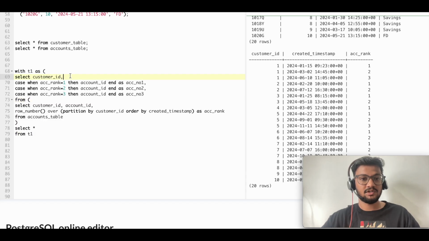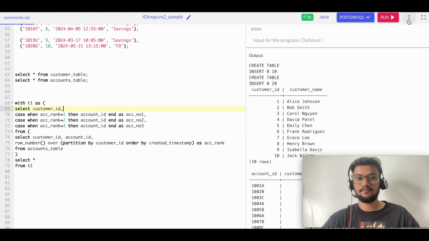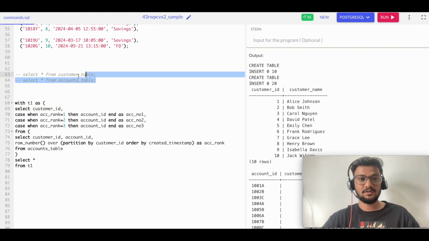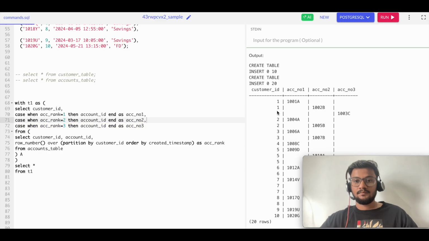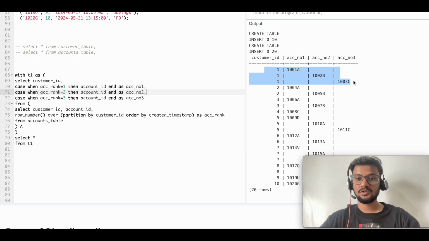Now let's see what the output is. And let's comment these out for cleanliness. Now in the output we can see that we are getting 3 separate rows for each customer ID. That is, if this case statement was true, it went true for the first row, but it went null for the other 2 columns. Similarly, it is repeated for this customer ID, where the second row was true, but it was null for the first and third column.